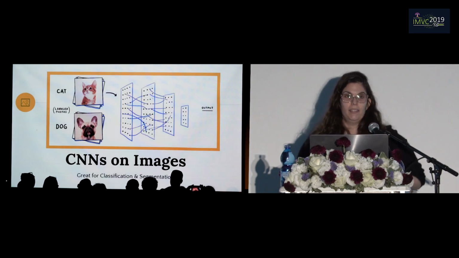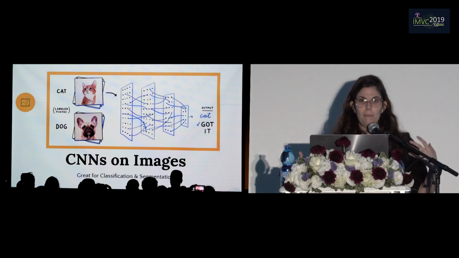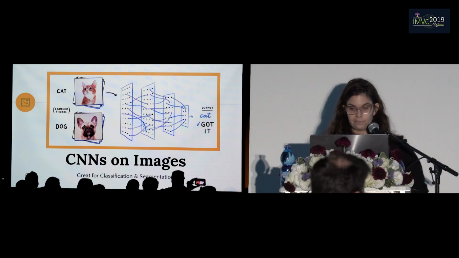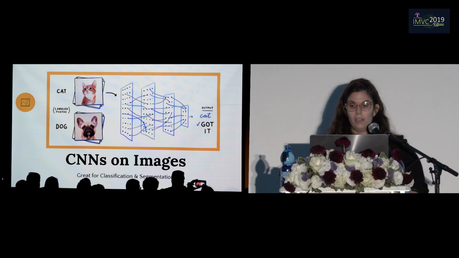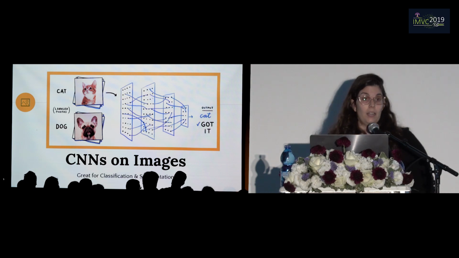CNNs work really great on images for tasks like classification and segmentation. The combination of convolution and pooling layers results in a robust learning framework. It's straightforward to apply convolutions and pooling on images since they are densely and uniformly sampled on a grid. However, extending these operators to irregular domains is not a trivial task.